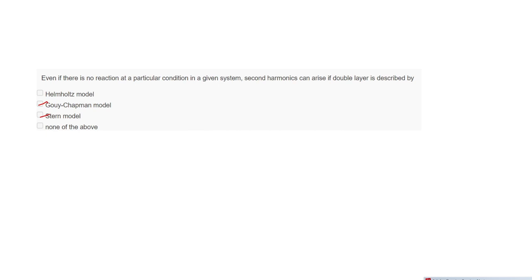No. In Stern also, you see most of the molecules at some region follow the Helmholtz model, and towards the far away region you see the Gouy-Chapman model, right? So that's the more distributed way. So it can be because of that, right? Okay. So that's my understanding.